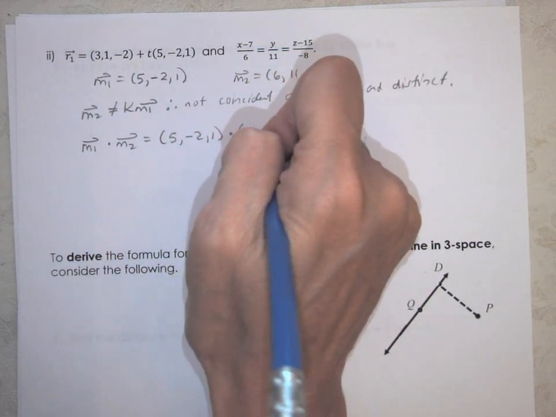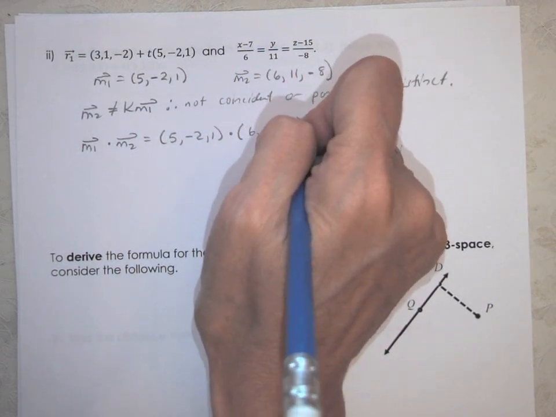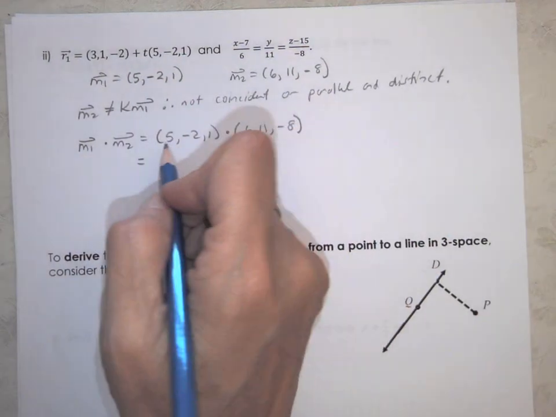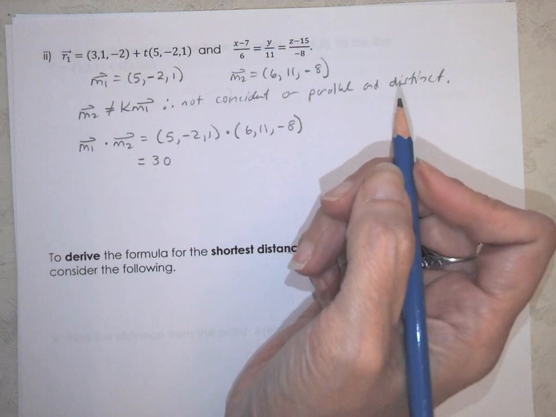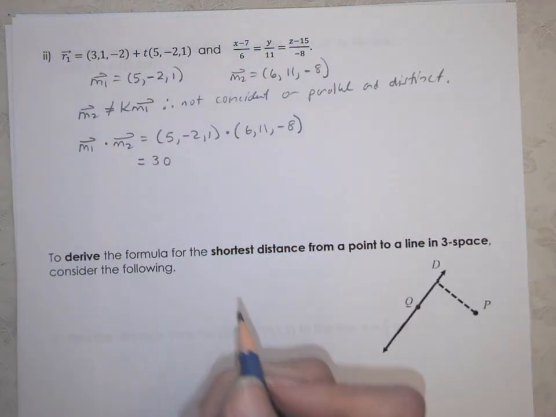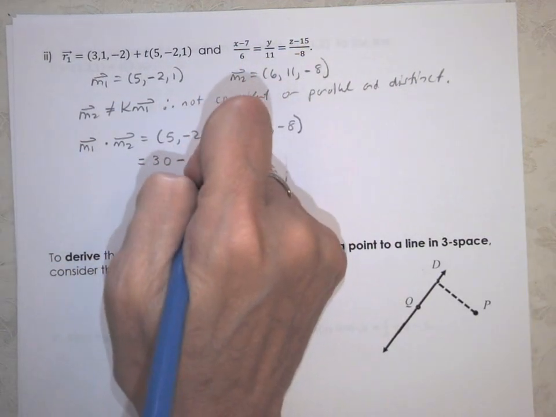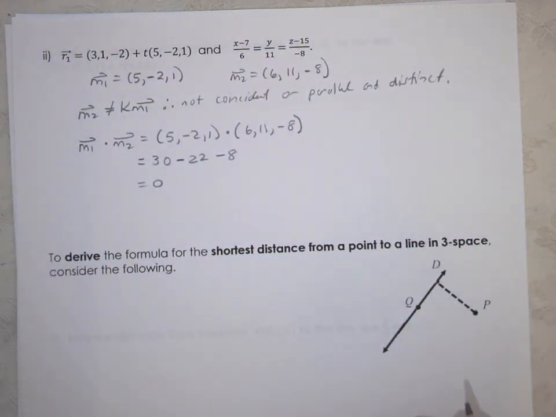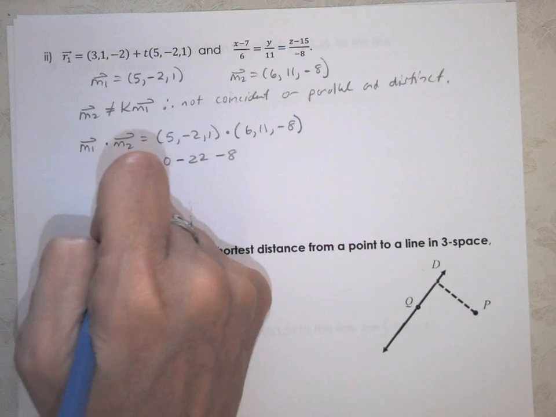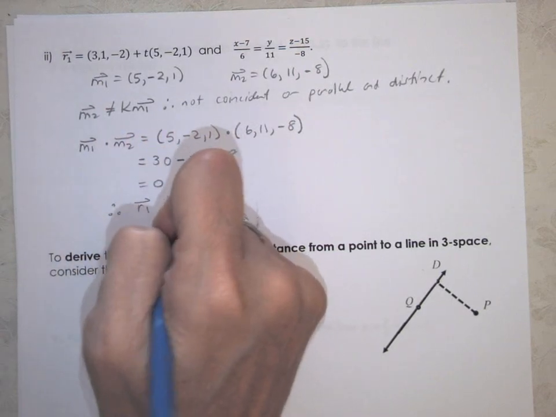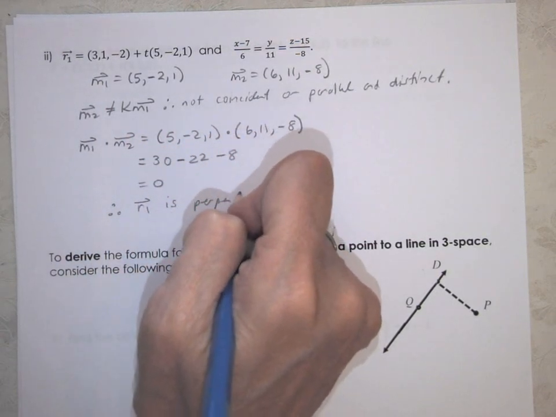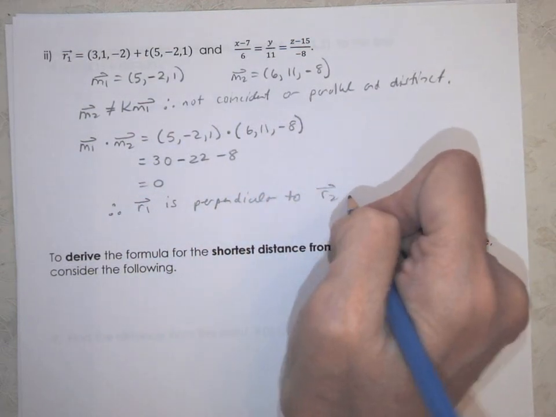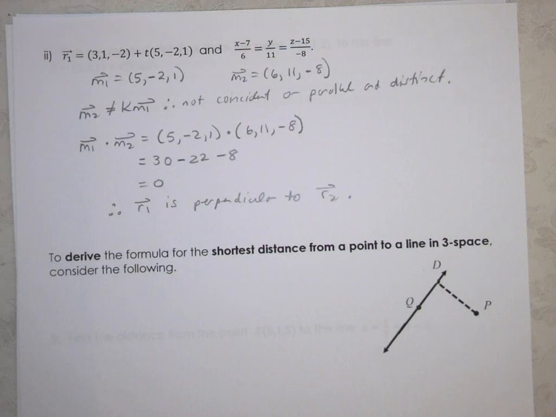And we know if their dot product ends up being 0, then they are perpendicular to each other. So the dot product is multiply and add: 30 minus 22 minus 8 is 0. Since the dot product of their directions is 0, therefore R1 is perpendicular to R2.